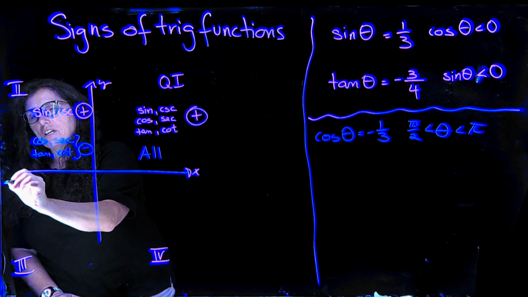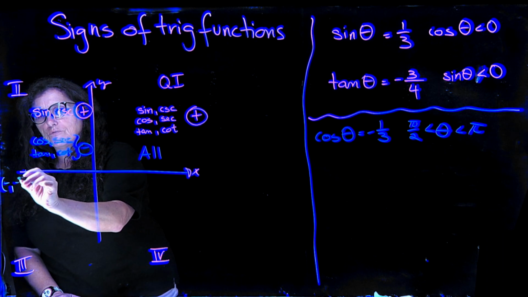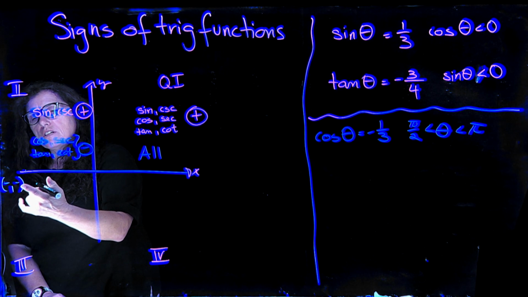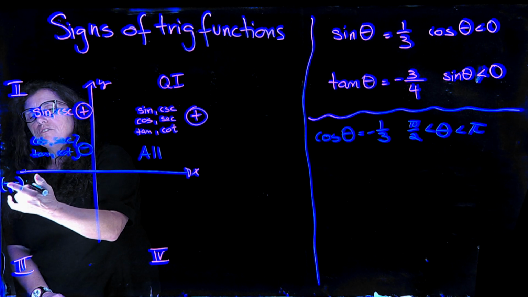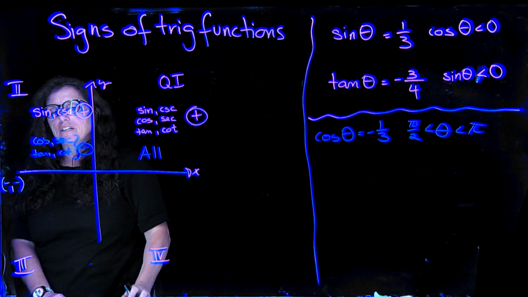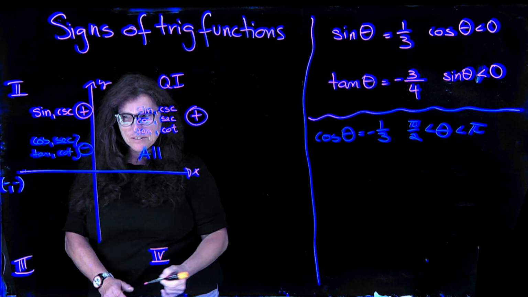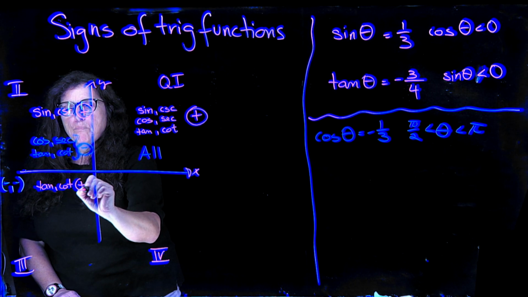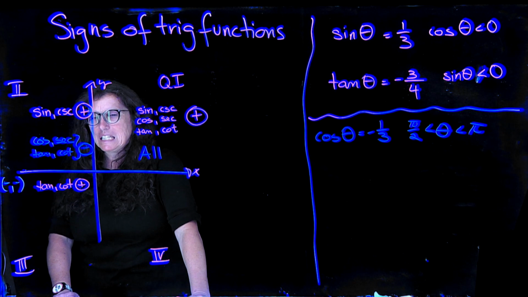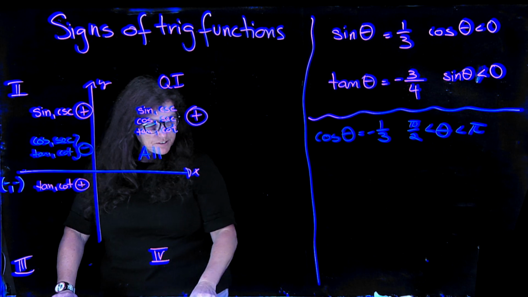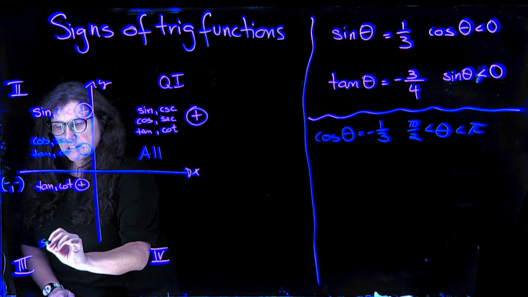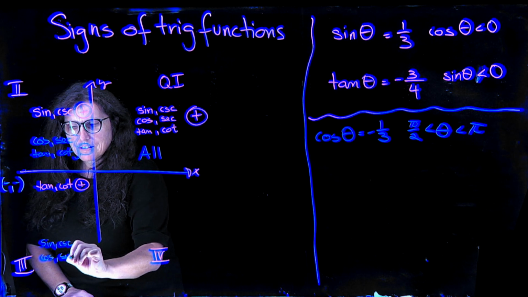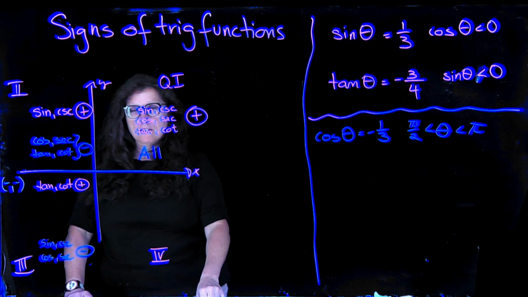Okay, in quadrant 3, let me just explain this again. We have a negative x value and we have a negative y value. So the tangent is, by definition, y over x, so negative divided by negative. Hence, you guessed it, the tangent and its reciprocal are positive in quadrant 3. The rest of the story is negative. So the sine, cosecant, the cosine, and the secant, all 4 of them are negative.